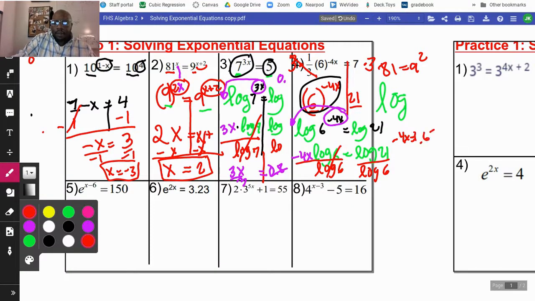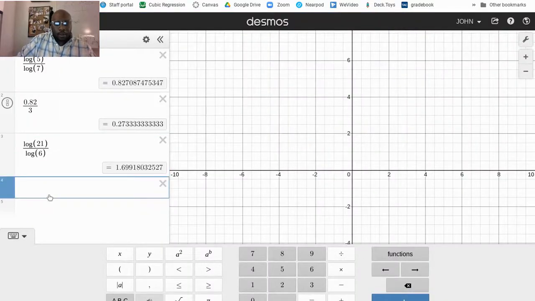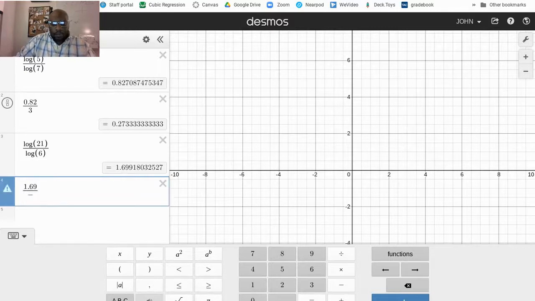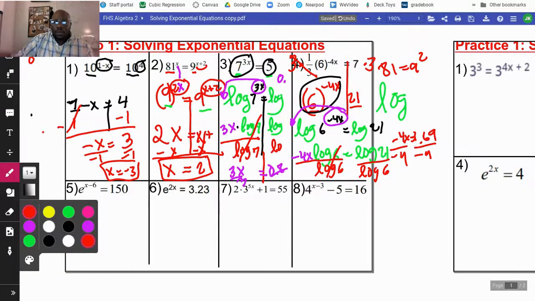And then you divide that by the negative 4. You go back here. You type in your 1.69 divided by your negative 4. And the final answer is negative 0.42. Is that right? That is right. All right, cool. So you circle that, just like that.